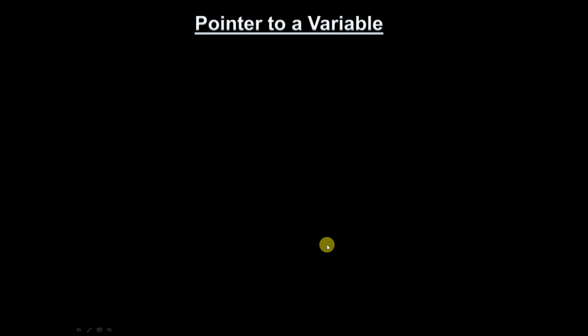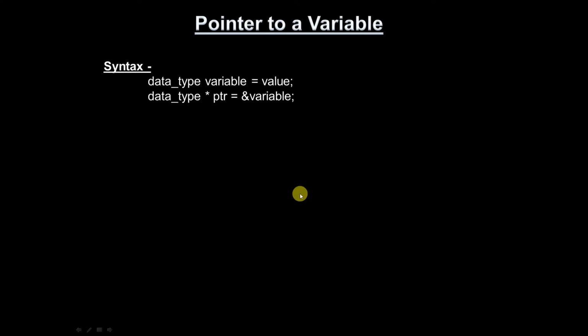Okay. So first thing is pointer to a variable, or you can say a non-constant pointer to a non-constant variable. So what do you mean by constant? Constant means read only. Once the value is assigned, it cannot be changed. Okay. So now the general syntax: assume you have a data type, a variable, and you have given some value, and then data type star ptr equals address of the variable. This is the general pointer syntax.